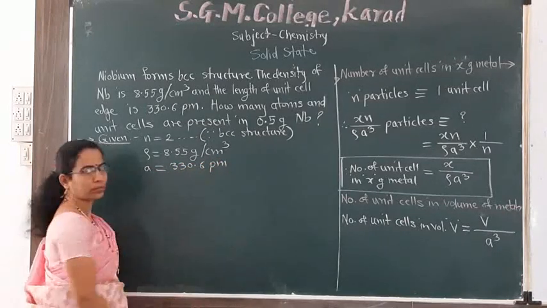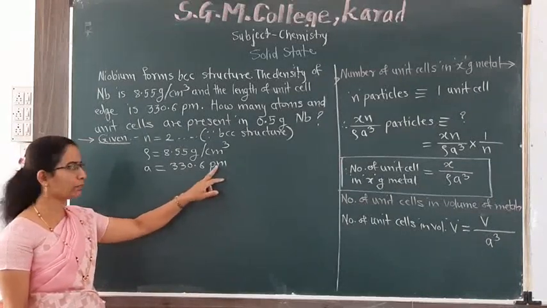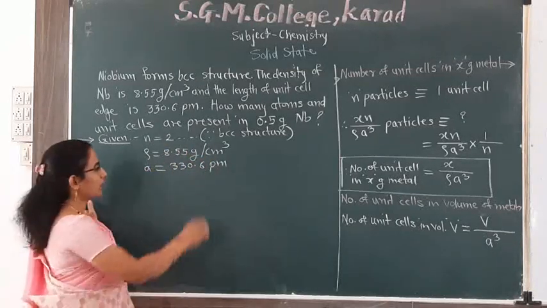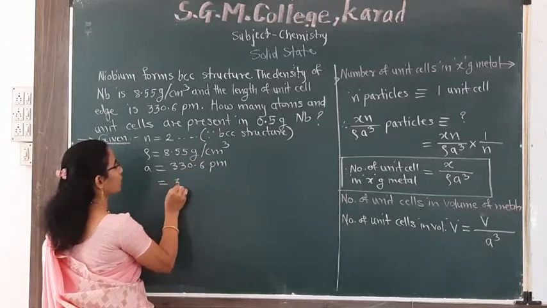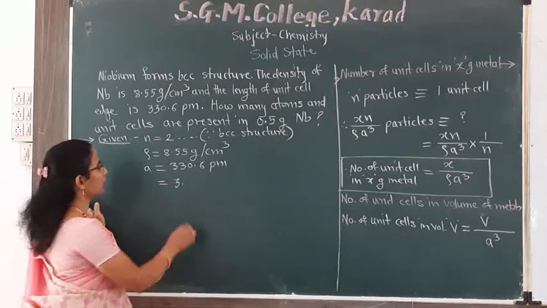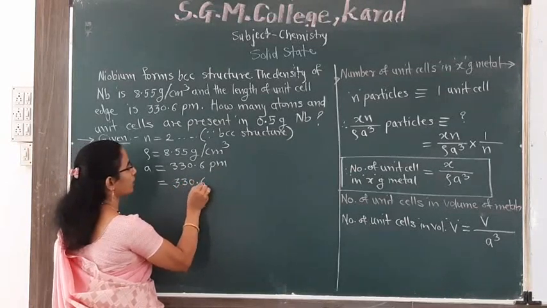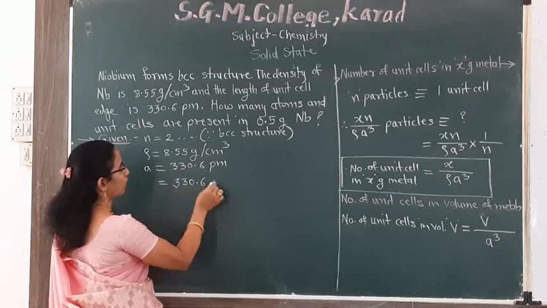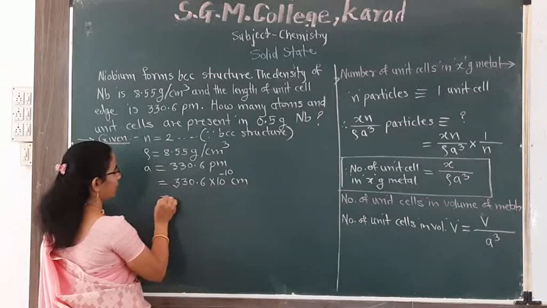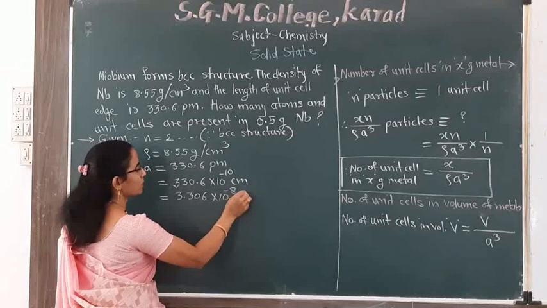It is 330.6 picometer. In the previous examples, I have told you that whenever the edge length is given in picometer, you have to convert it into centimeter because the density is given in CGS units. How is it determined? 1 picometer is equal to 10 raised to minus 10 centimeter. So from this relation, you can write it as 330.6 into 10 raised to minus 10 centimeter, or 3.306 into 10 raised to minus 8 centimeter.